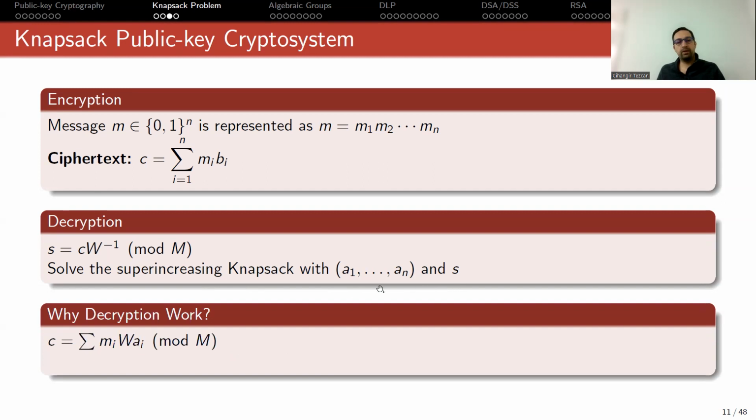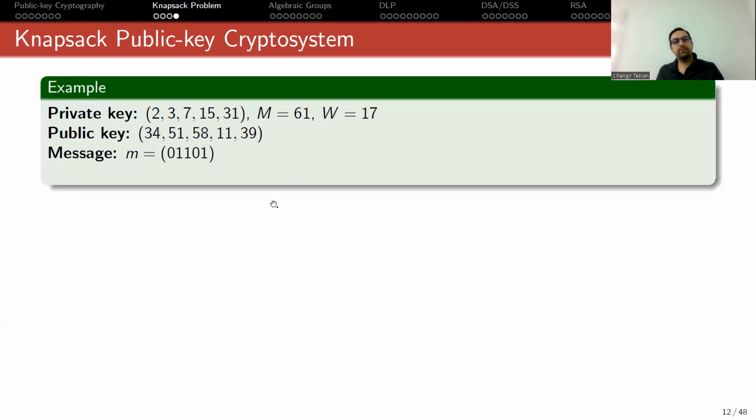Okay. Why does decryption work? This is just number theory. The C is actually the sum of MIs times BIs, right? But BIs are actually W times AI. So if you multiply C with W inverse, you are putting W inverse here, they cancel each other, so you end up with MIs times AIs. Okay. So let me show you an example.